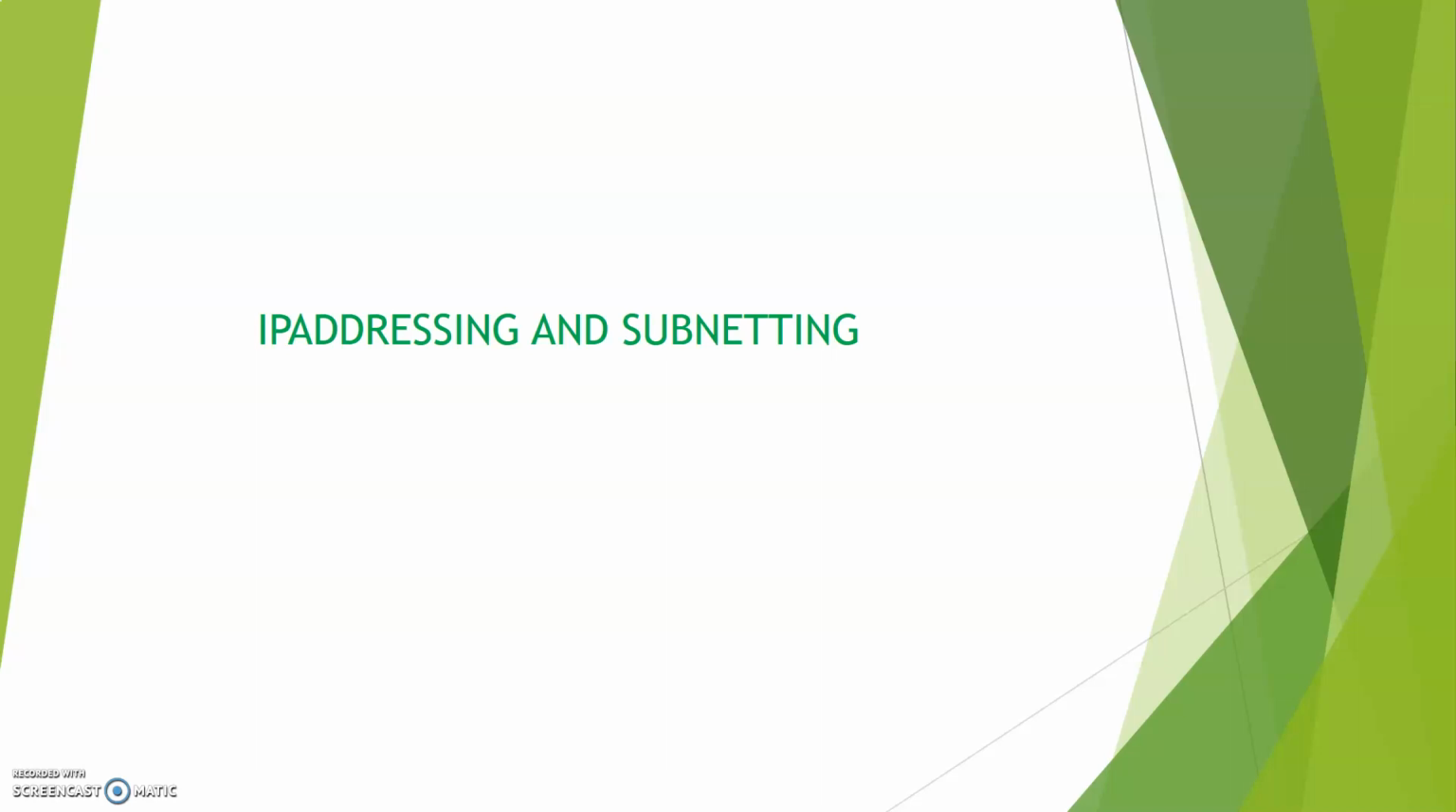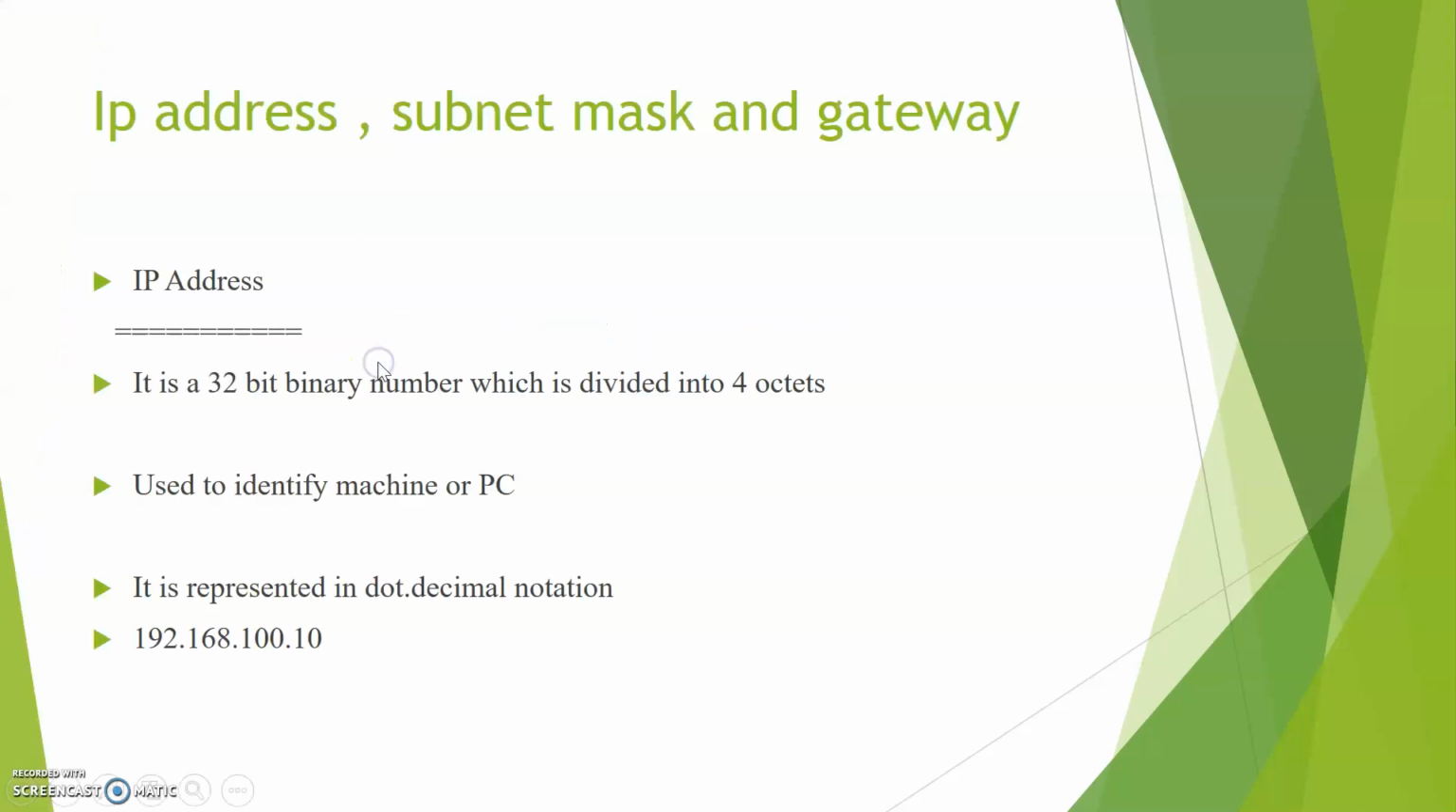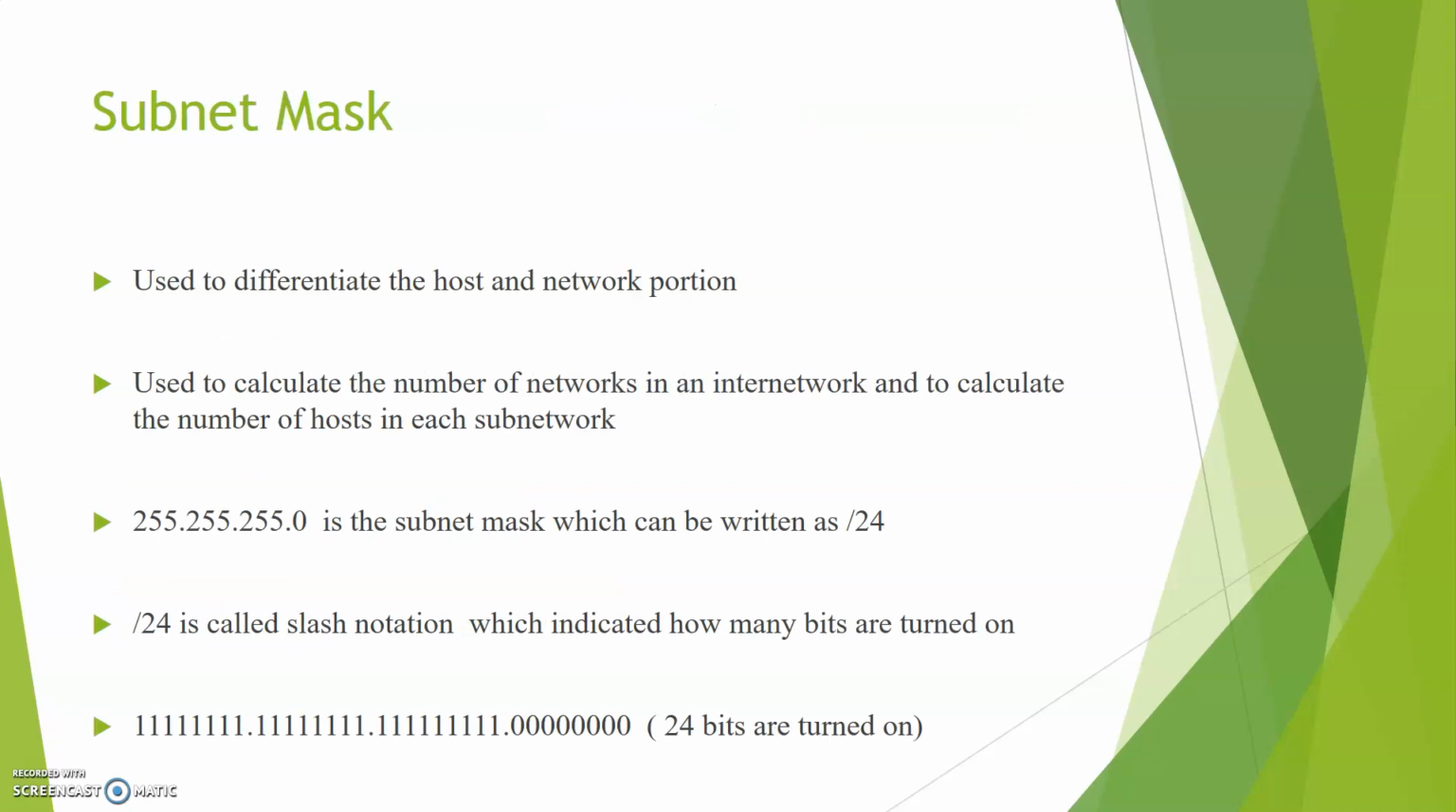Today I'm going to discuss IP addressing and subnetting. An IP address is a 32-bit binary number which is divided into 4 octets. It is used to identify a machine or PC. It is represented in dot decimal notation. An example is 192.168.100.10.